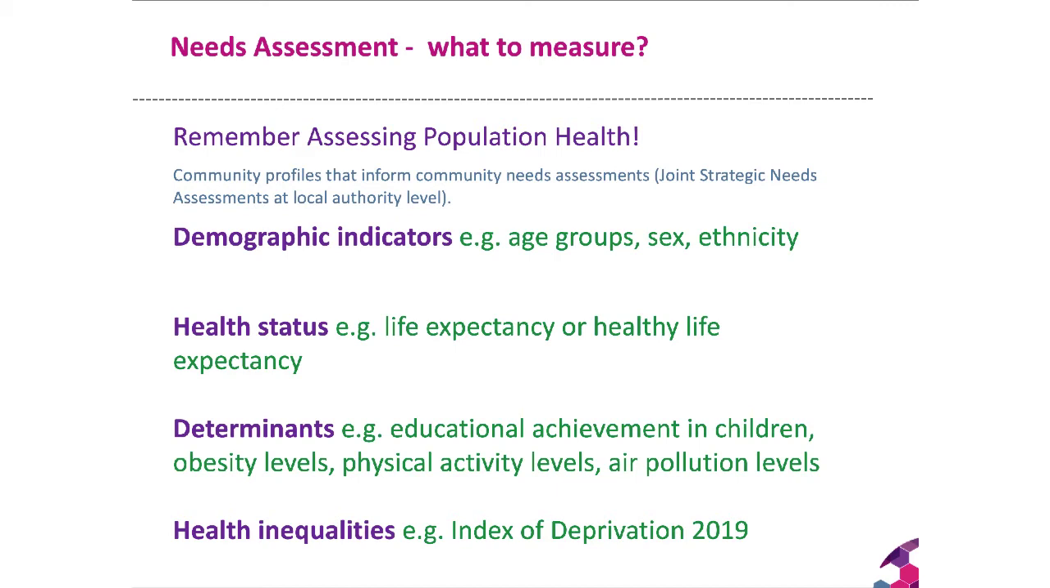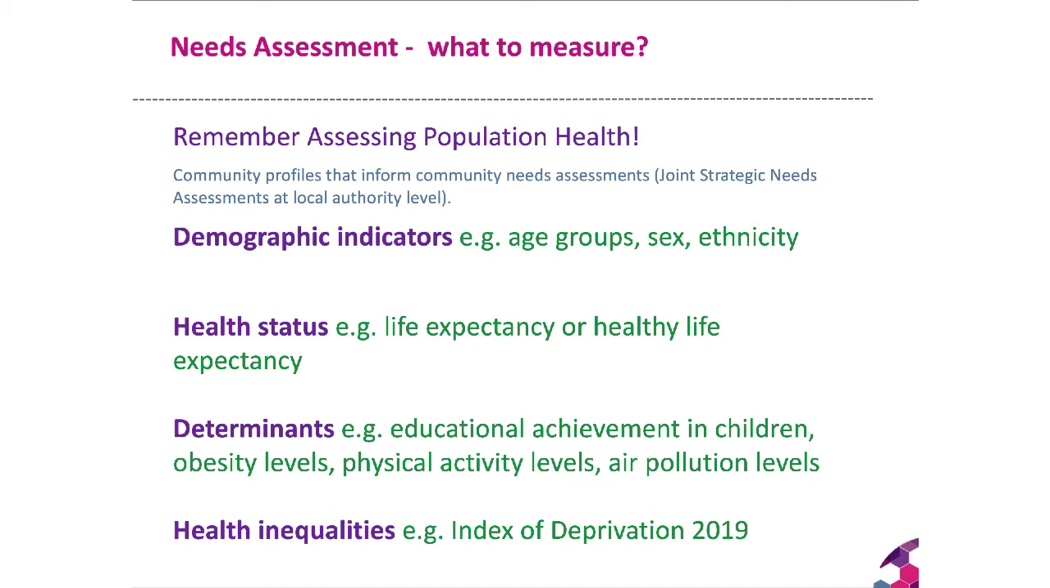So in needs assessment, what are we measuring? Well, we tend to measure four things. We measure demographic indicators: age group, sex, ethnicity. What are the over 65s, the percentages, the numbers of people over 65, the numbers of children under 5. And we also look at health status, life expectancy, healthy life expectancy, number of hospital admissions for hip fractures, number of traffic accidents in that local authority area, the number of people dying early of cardiovascular disease or dying of cancer.